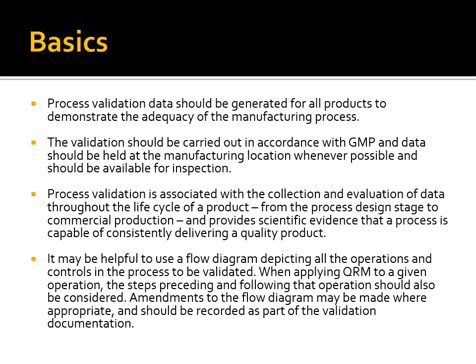Process validation is associated with the collection and evaluation of data throughout the life cycle of a product, from the process design stage to commercial production, and provides scientific evidence that a process is capable of consistently delivering a quality product. It may be helpful to use a flow diagram depicting all the operations and controls in the process to be validated. When applying QRM to a given operation, the steps preceding and following that operation should also be considered. Amendments to the flow diagram may be made where appropriate, and should be recorded as part of the validation documentation.